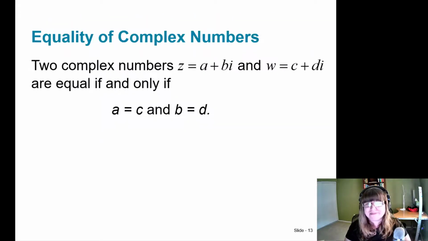Now with real numbers, or at least rational numbers, we had what we said is equivalent fractions. So 1/3 equals 2/6. Those two things are equal to one another. In complex numbers, for two complex numbers to be equal to one another, the real components must equal the real component, and the imaginary components must equal each other. So the real parts equal each other, and the imaginary parts equal each other.